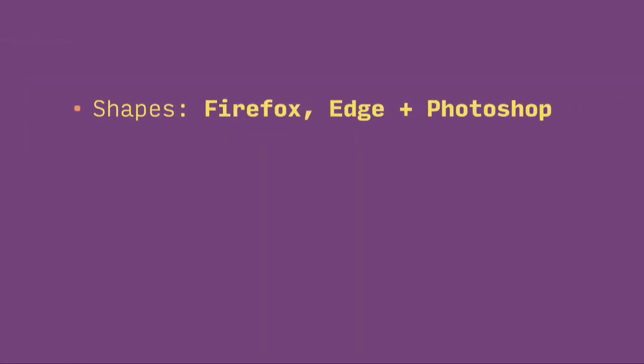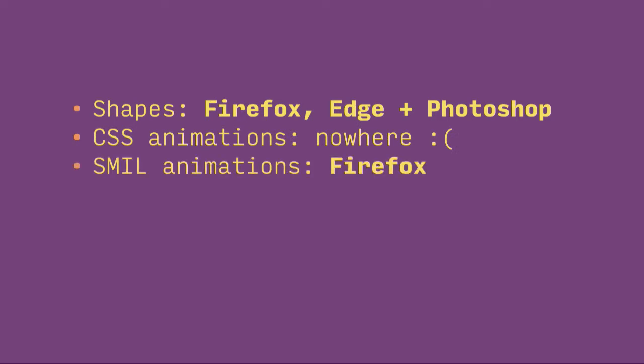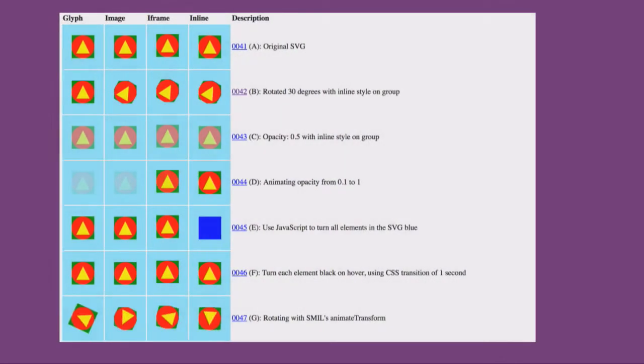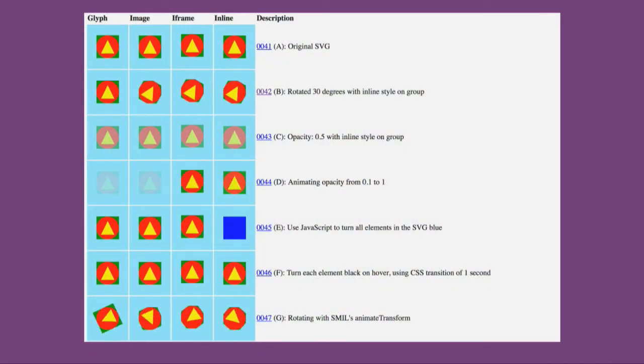This is like a snapshot of what works right now, and if you want the basic shapes, you can use them everywhere. Like basic SVG, nothing fancy, that works everywhere that OpenType SVG works. CSS animations work nowhere. SMIL animations, on the other hand, SMIL is the technology specific for SVG, to specifically animate SVG elements. That works in Firefox, and this is the animating glyph.